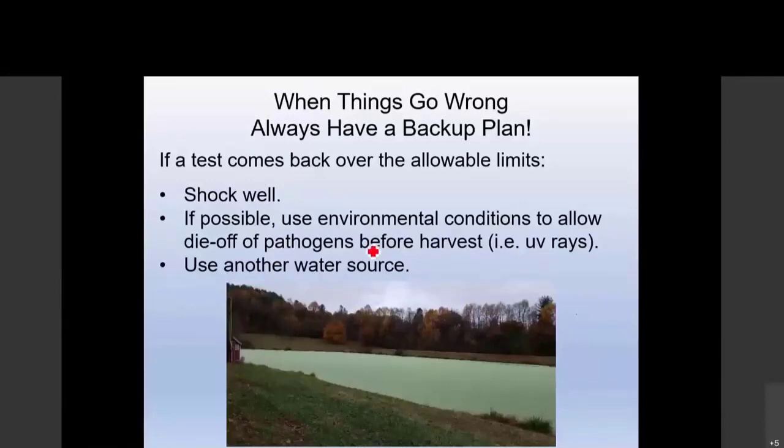I'm going to get into that just a little bit later, a little bit deeper. So just put that on the back burner. We're coming back to that. And of course, if you still are having high values, you're going to want to switch to an alternate water source.